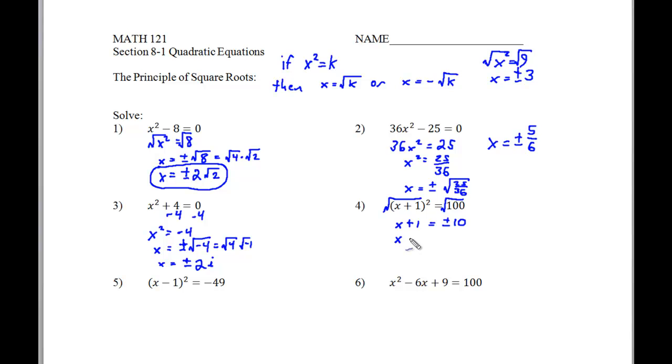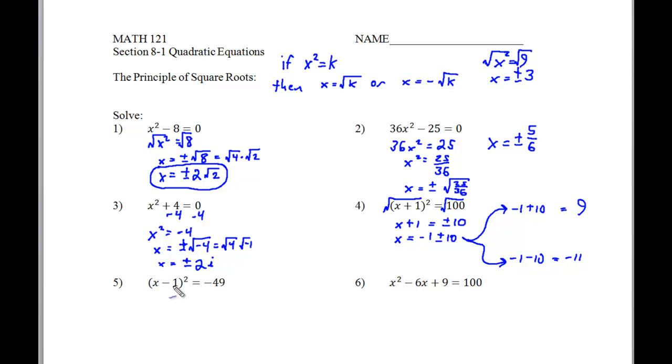This is going to give me, when I isolate the x, I'm going to move the 1 to the other side, but now I have two answers. I have x is equal to negative 1 plus or minus 10. So I'm going to branch using my little arrows here to show that I'm going to have negative 1 plus 10 and negative 1 minus 10. Negative 1 plus 10 is going to be 9, and negative 1 minus 10 is going to be negative 11. So I have two answers to my problem, 9 and negative 11.